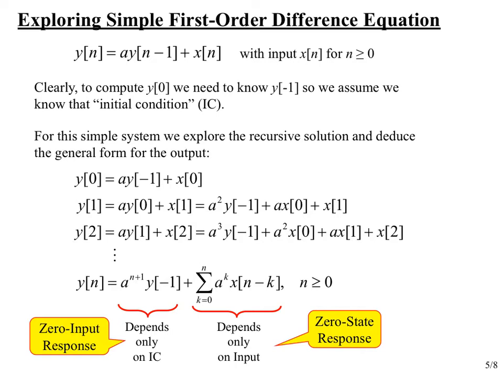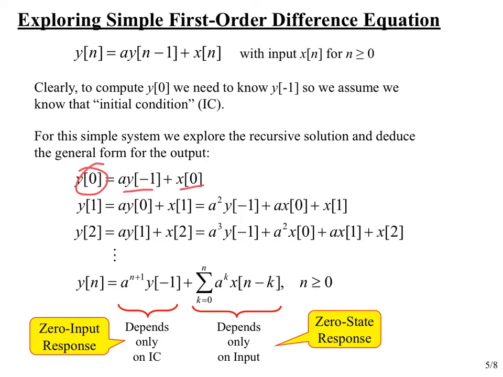So if we assume that we either know what that is, or sometimes we assume that it's 0, in which case we would be finding only the 0 state solution. But let's assume that there is some initial condition, and let's not worry about why there might be one, but there might be something there for some reason. And let's say that we know what it is. So we would have that y of 0 then is just a times y of minus 1 plus x of 0. And we could compute what that is.